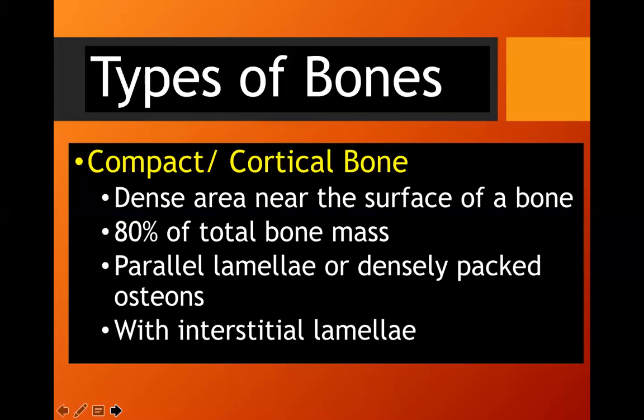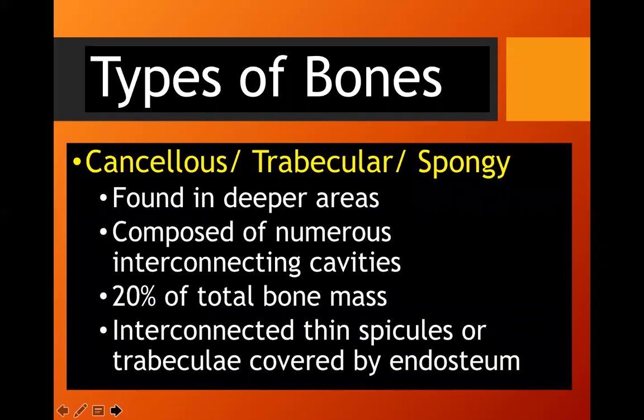Okay, let's go now to the types of bones. As I mentioned a while ago, we have two types of bone. We have compact and cancellous bone. Your compact bone composes 80% of the total bone mass. Your compact bone is also known as your cortical bone. While your cancellous bone or trabecular bone or your spongy bone is actually found in the deeper areas.